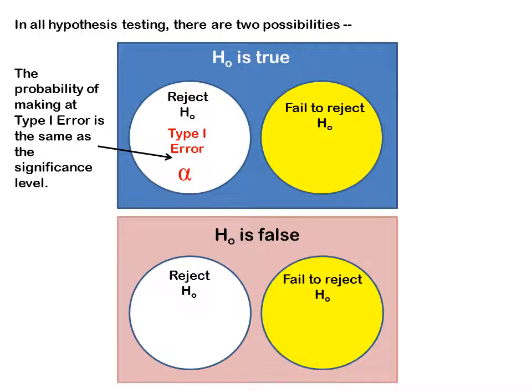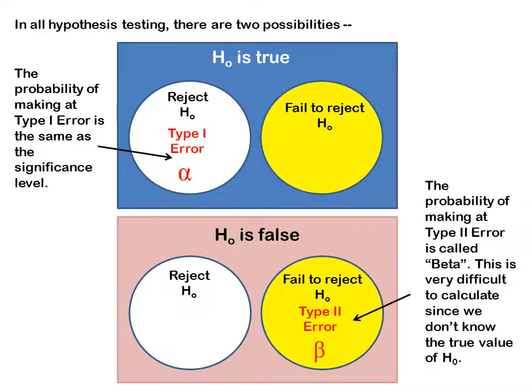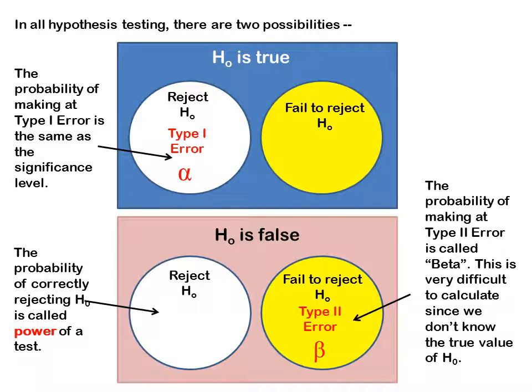Our other alternative is that H0 is false, but we fail to reject it. This is a type 2 error. We call that beta. The probability of making a type 2 error is called beta. This is very difficult to calculate since we don't know the true value of H0. So the probability of correctly rejecting H0 is called the power of a test. So correctly identifying, or correctly rejecting, is called power, and the way we find that is 1 minus beta.